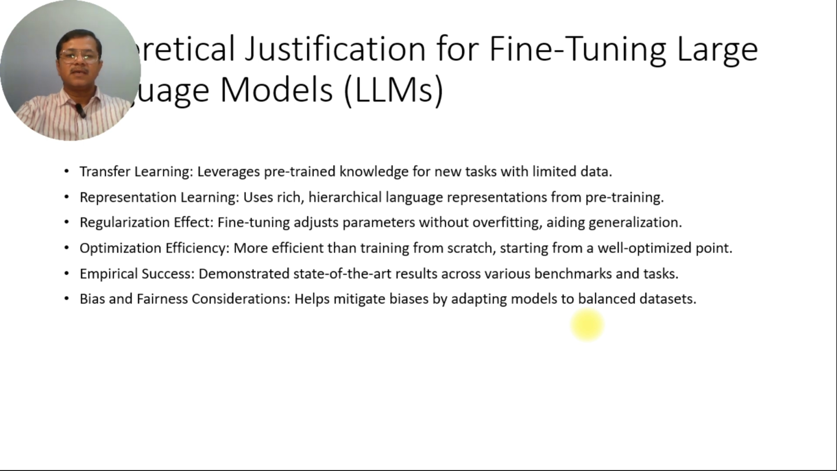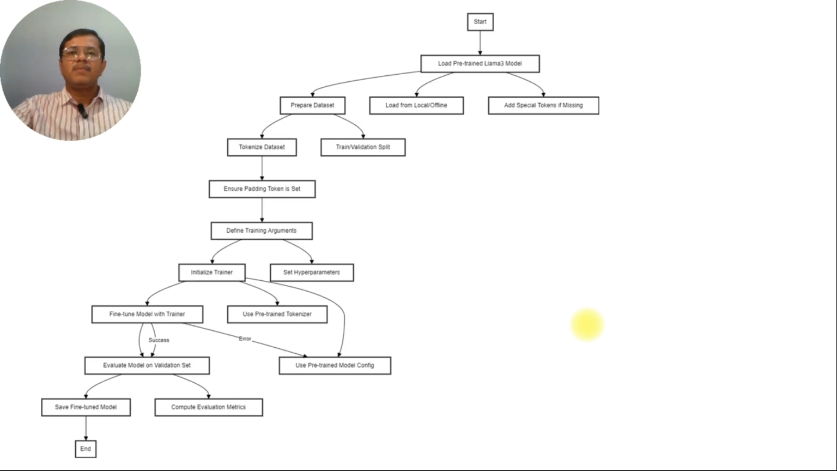Next is empirical success. So it is already given in a lot of research papers, bias and fairness considerations. So this is also very clear. Now how to do this? So there is an approach. So we can define this approach like this.